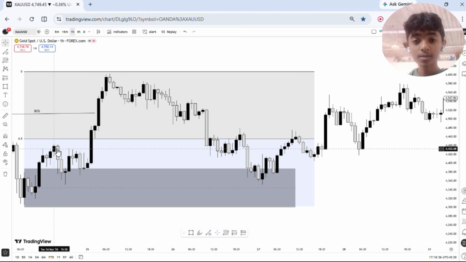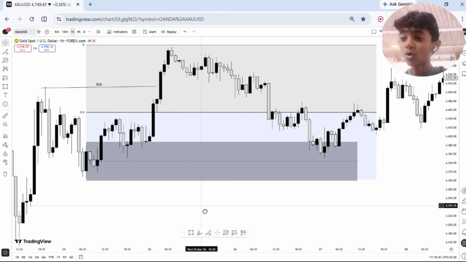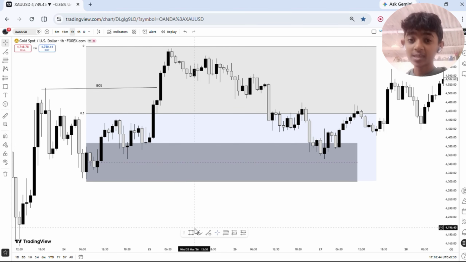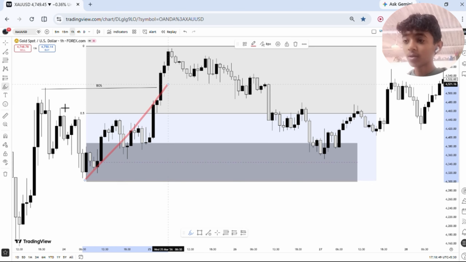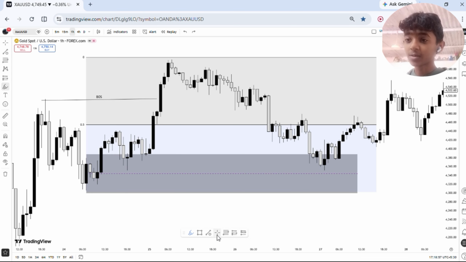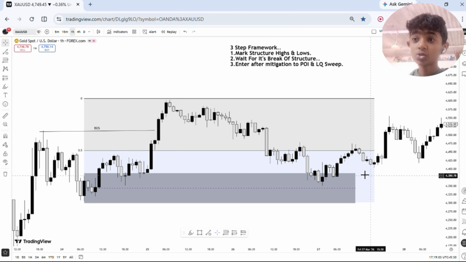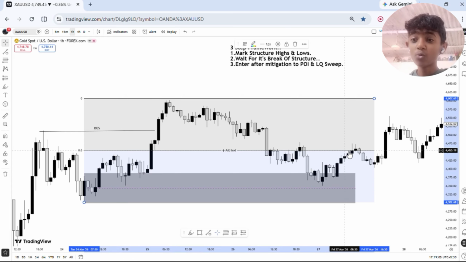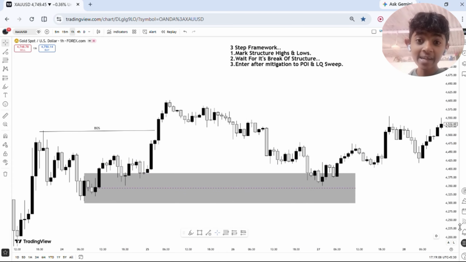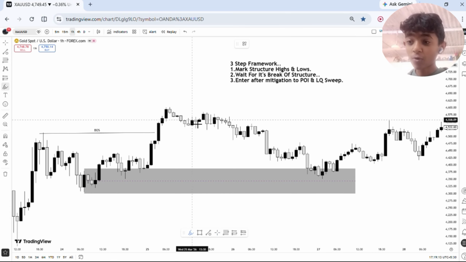If you want to buy anything, you should buy in discount, and if you want to sell anything, you should sell in premium. Now we saw that this point of interest checks off all the criteria. Number 1, this led to a breakout structure. Number 2, it led to a liquidity sweep. Number 3, it is in the premium and discount range. So now our 2 criteria have been checked. Our third criteria, which is the most important and which is our entry: we have to wait for the mitigation of the point of interest.